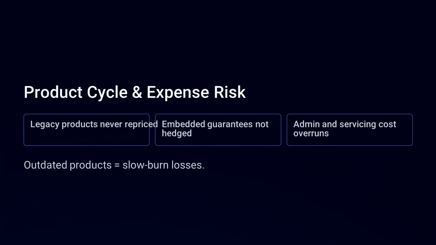Product cycle risk. This is strategic risk. It occurs when firms fail to review products regularly, keep selling unprofitable lines, or miss the need to evolve products based on emerging experience. Expense risk. Life insurance involves high acquisition and maintenance costs. Expense risk arises when actual costs exceed those priced in. That can break the business model if left unchecked.